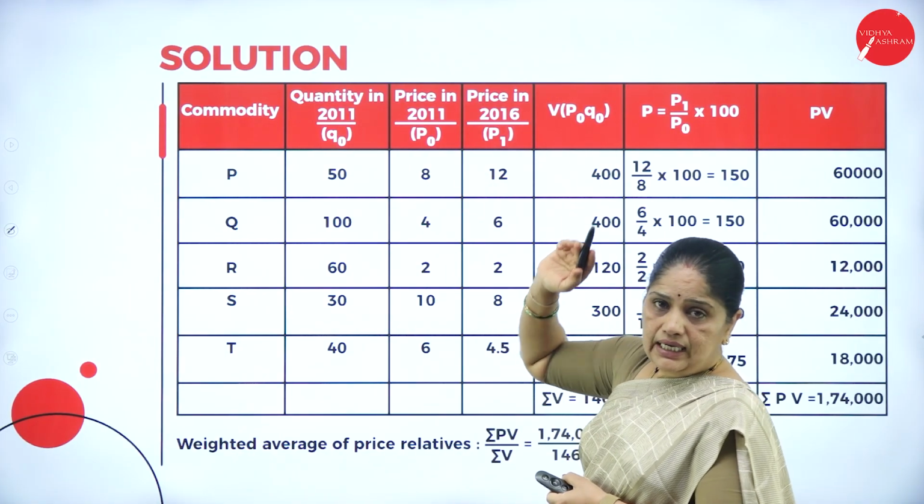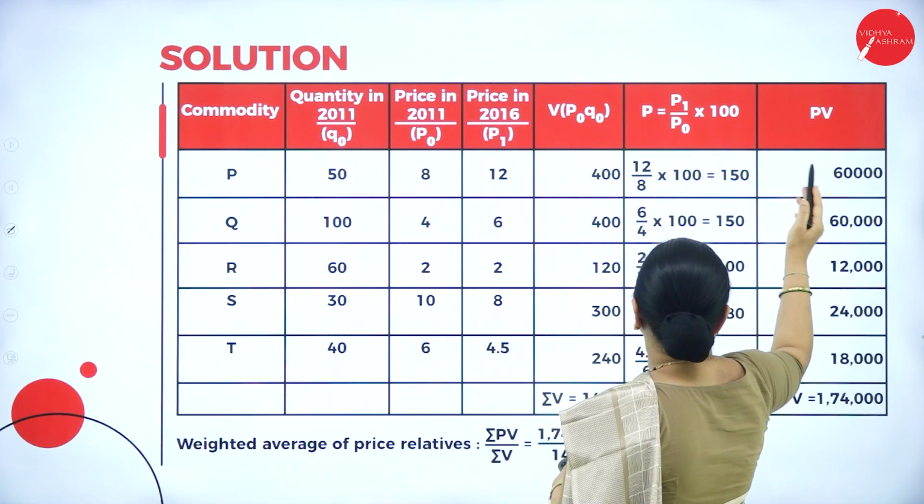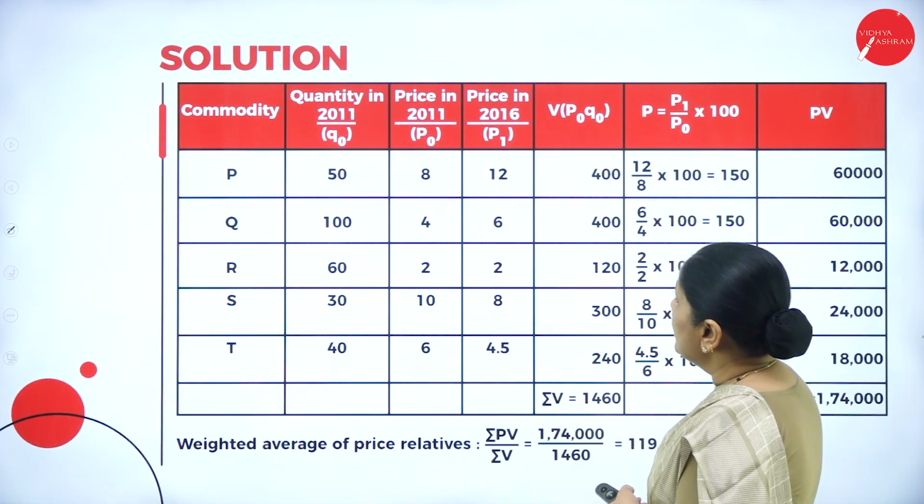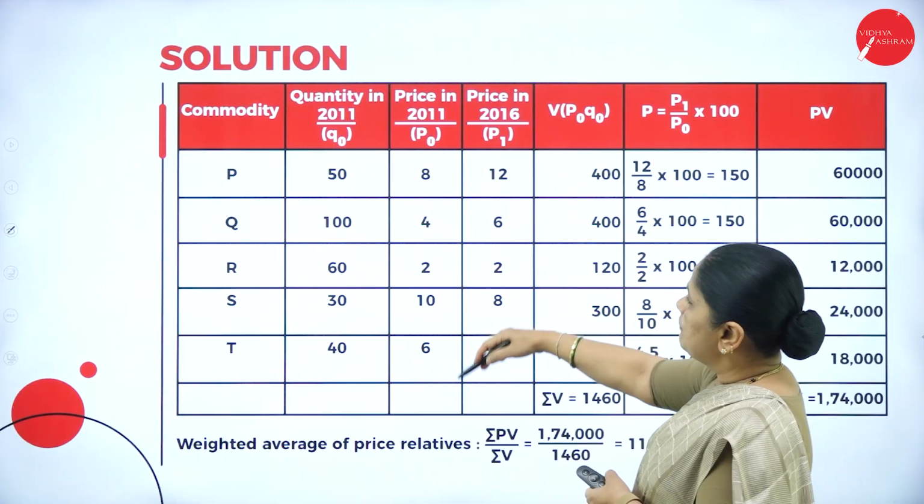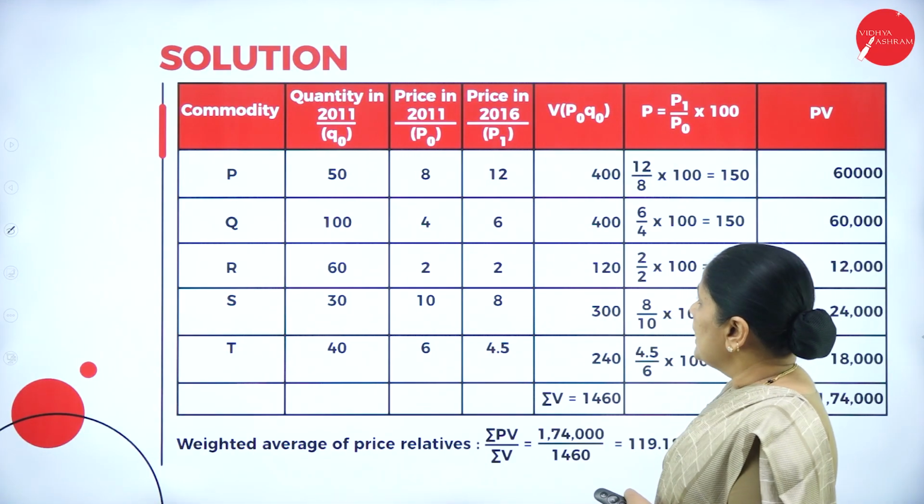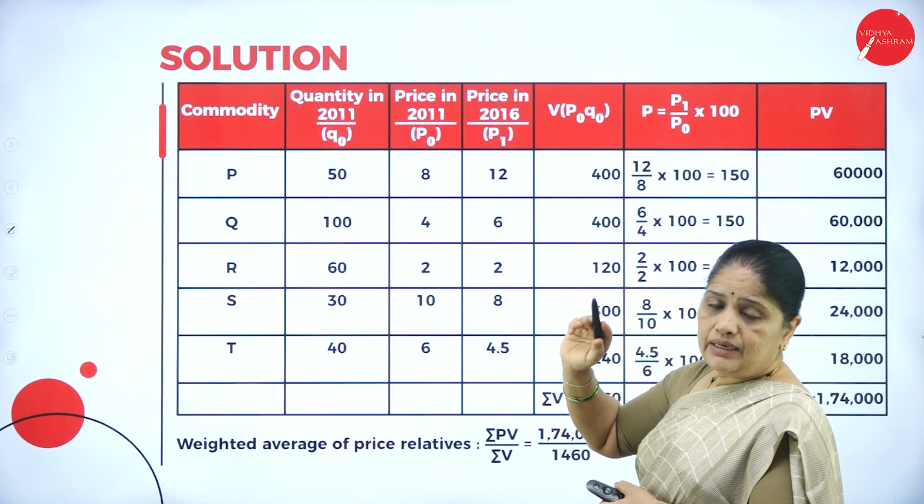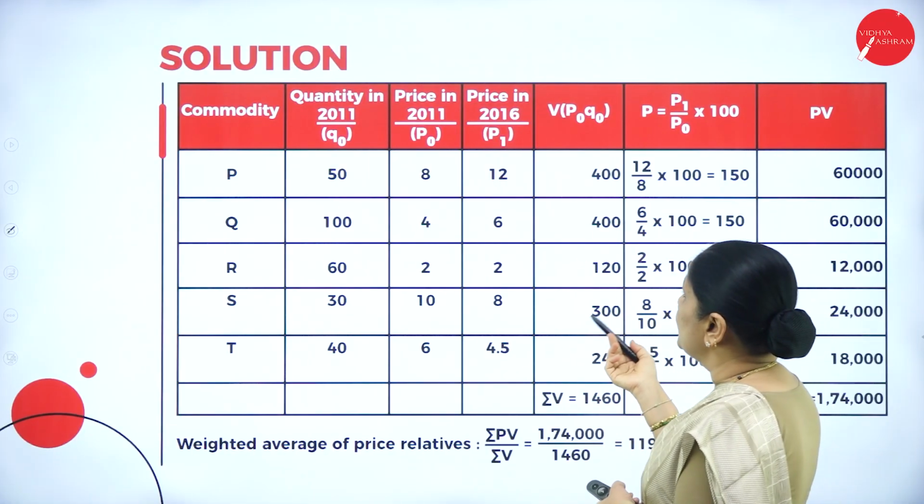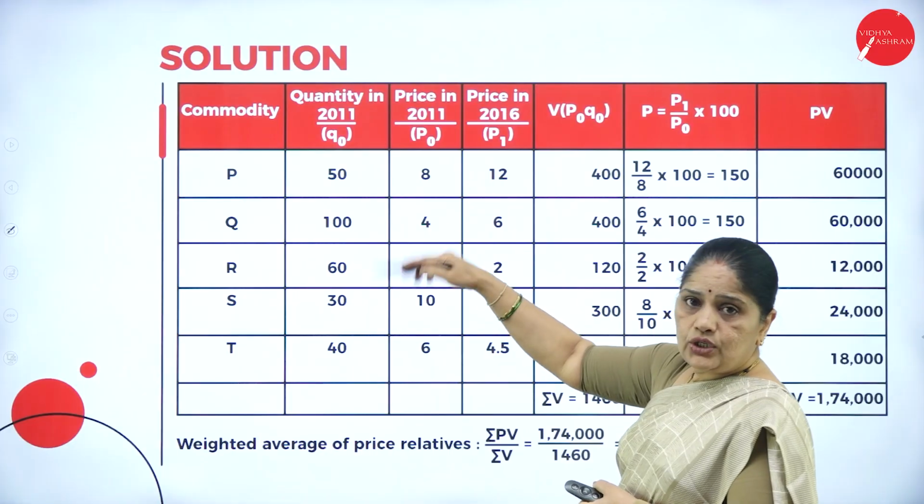Then we will calculate the value V, then the P and then the PV. So first, we have identified what is Q0, what is P0, what is P1. Now we'll have to find out the V. V represents P0 into Q0, so base year quantity into base year price.